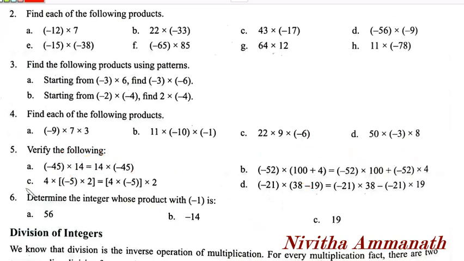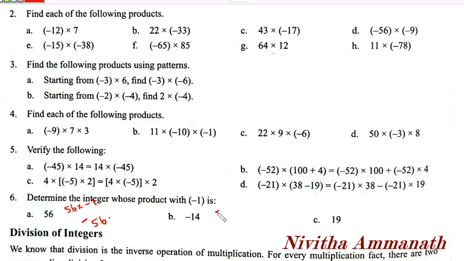Then next one is, determine the integer whose product with minus 1 is. So 56 into minus 1. One is negative and one is positive, right? So the answer will be negative only. Then 56 into 1, 56 only. So the answer will be minus 56. So if we multiply by minus 1, then we get the opposite sign, right?